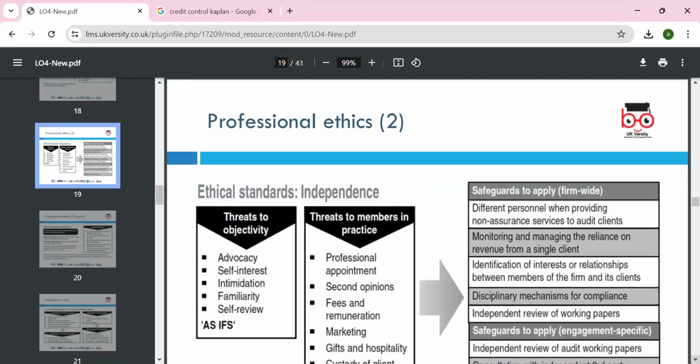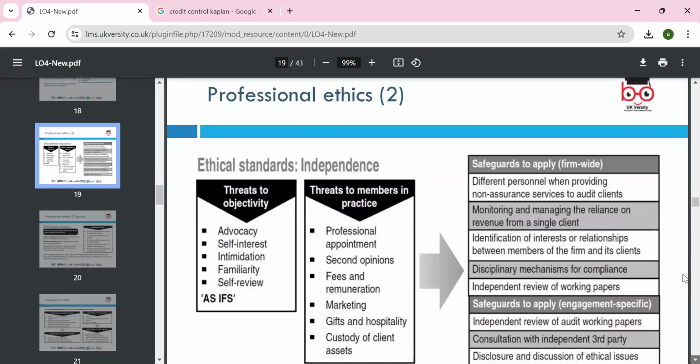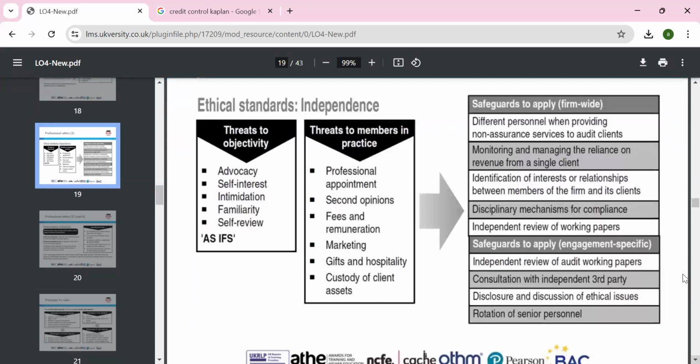Okay, so as we discussed earlier, we need to minimize the threats to our objectivity. These 5 threats focus on professional appointment, second opinion, fees and remuneration, marketing, gifts and hospitality. We have to draw safeguards, different personnel, and not providing non-assurance services. We can monitor and manage the reliance on revenue from a single client. We can identify the interest of the relationship.